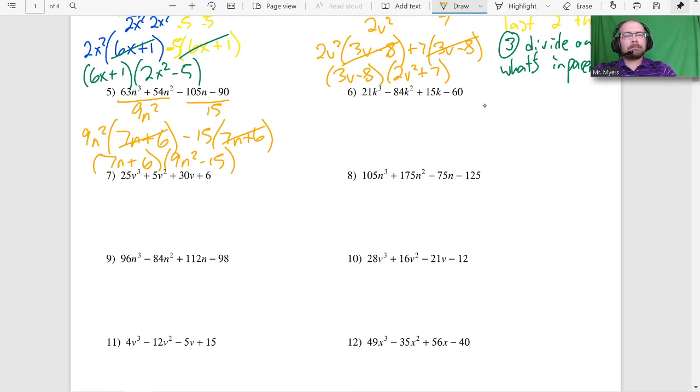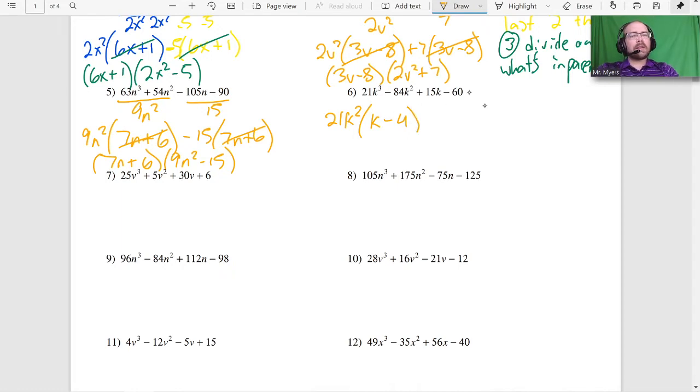21 and 84. 84 might be a multiple of 21. Yeah, because if I times 21 by 4, I get 84. So 21 is the GCF along with 2 powers of k. So that would just be k. 21k cubed divided by 21k squared. 84 divided by 21 is 4, so minus 4. And that's it, because k squared over k squared is 1. 4 times 1 is 4.